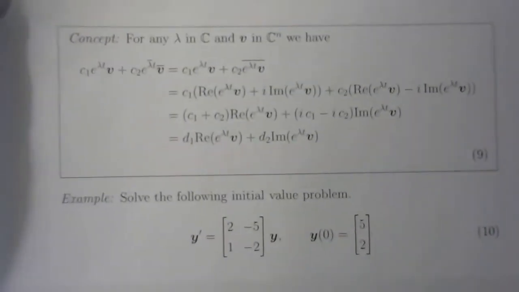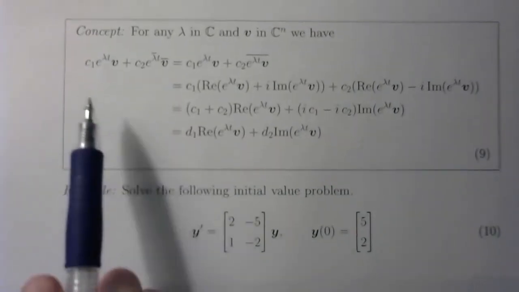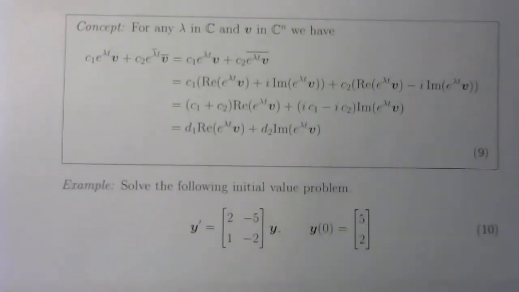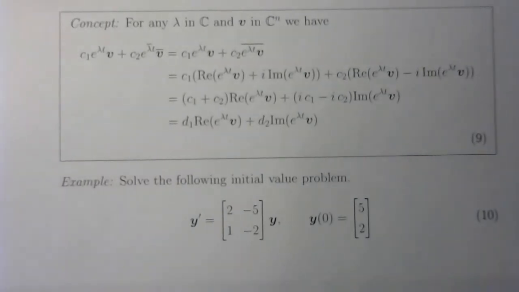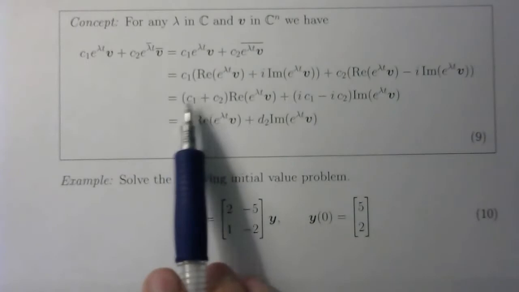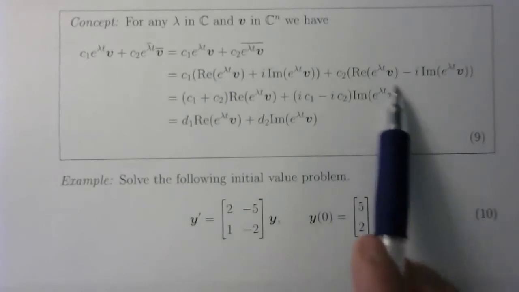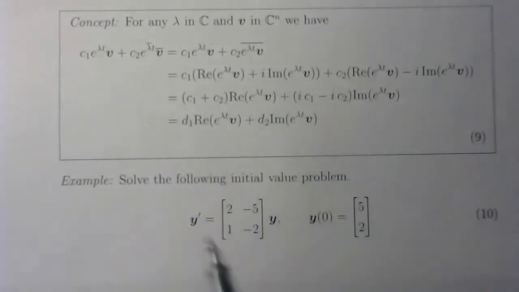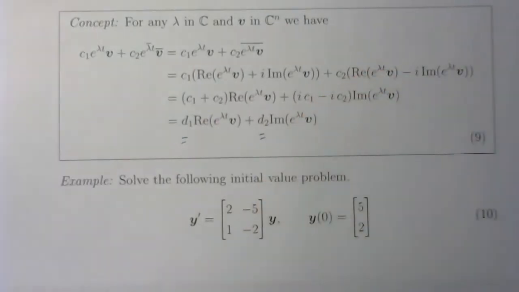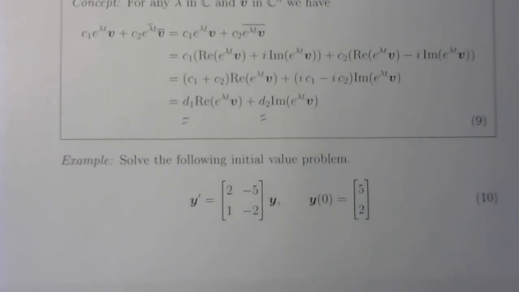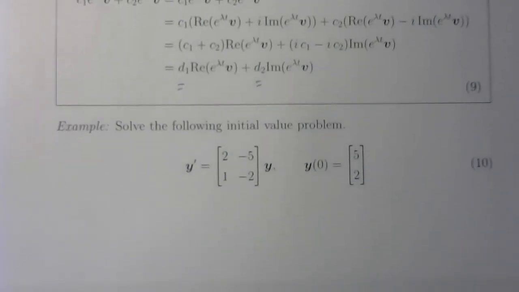So let's see, we go through this on page 3 of the notes in a more general form, writing out exactly what we did, but this is for a C1 and C2 that don't have to be equal, and we end up with C1 plus C2 times the real part, and then C1 minus C2 times the imaginary part, which we can redefine as some new constants, D1 and D2. Great. So let's transition to solving some initial value problems, some differential equation here, and see how that relates to this.